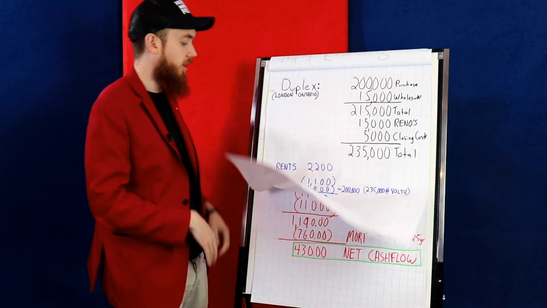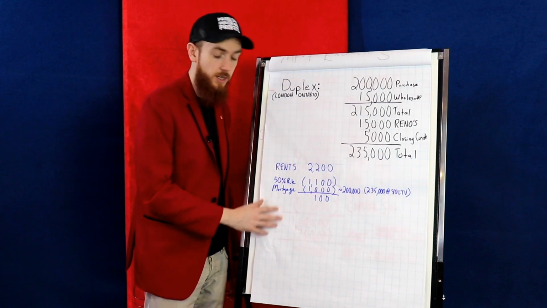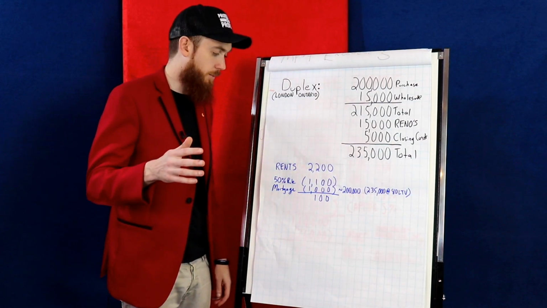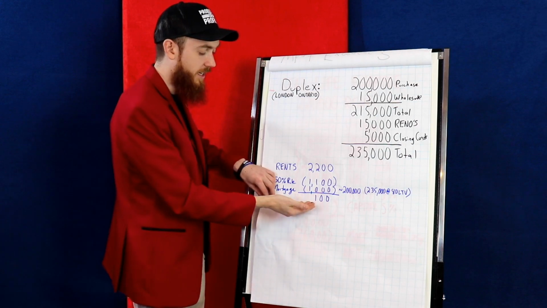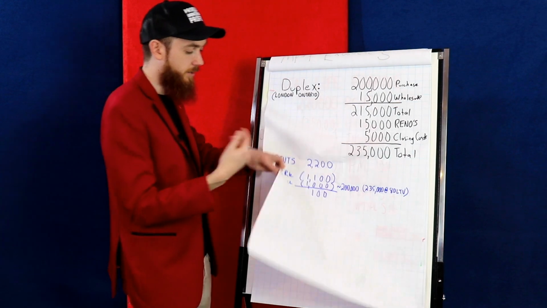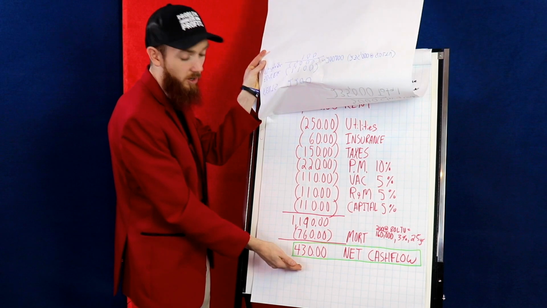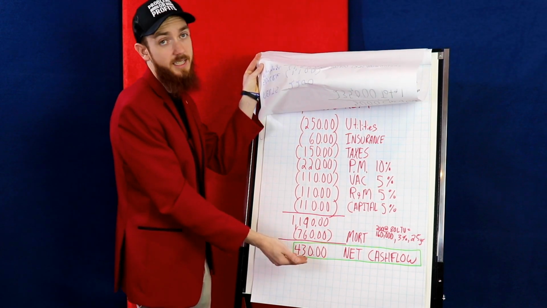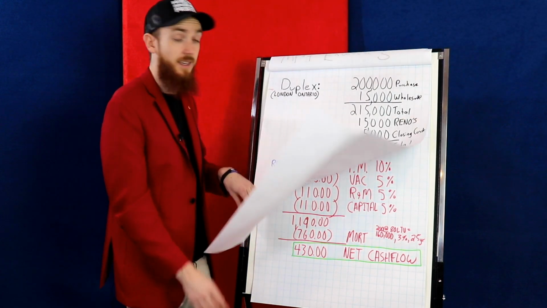Our rule of thumb here was actually a little bit too conservative compared to the actual numbers. That's a good thing though. So we initially estimated $100 a month in cash flow, but once we ran all our numbers, we've really figured out that it's actually $430 a month.